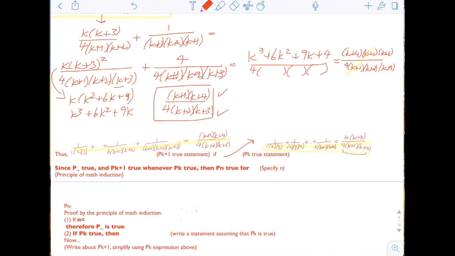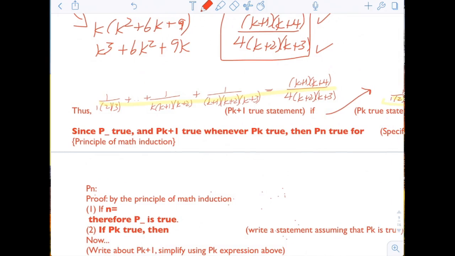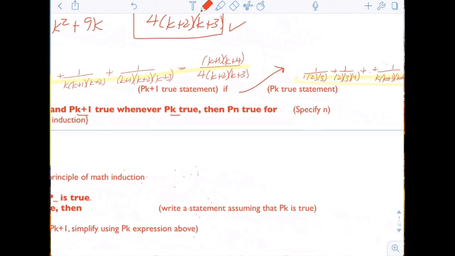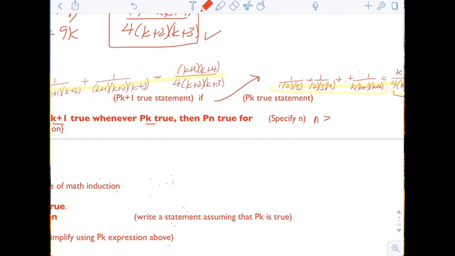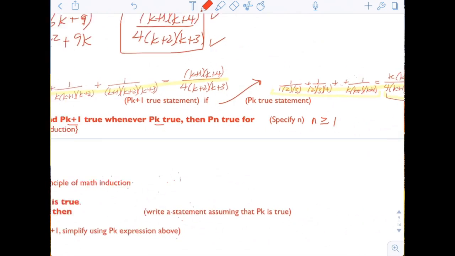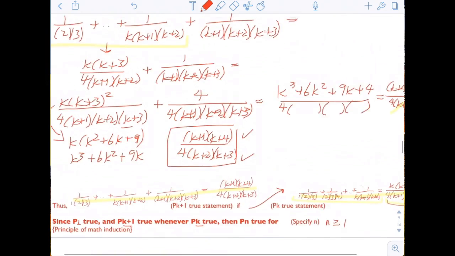And then finally, we're going to come down the bottom and we'll say since P of 1 is true and P of K plus 1 is true, whenever P of K is true, then P of n is true for n greater than or equal to 1. And that's the end of this page.